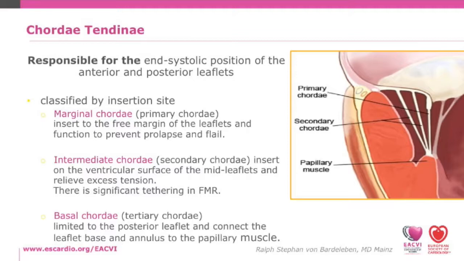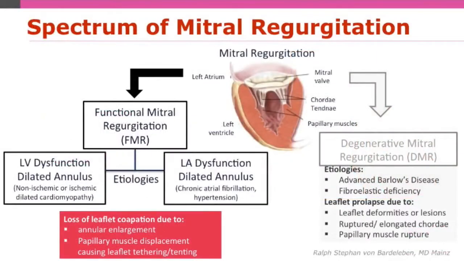They are classified by the insertion site, and we also have primary chordae at the leaflet tips, intermediate chordae or secondary chordae in the middle of the leaflet, and the basal chordae cannot be readily seen by echocardiography. They are next to the annulus. So if all three chords are elongated, we see a total valve prolapse, including to the ring tissue.